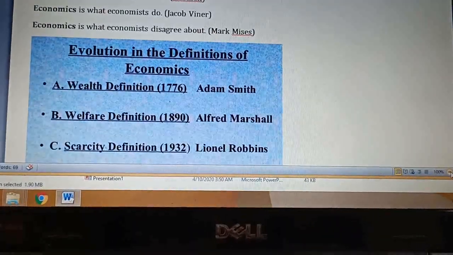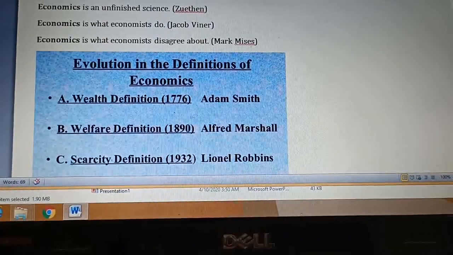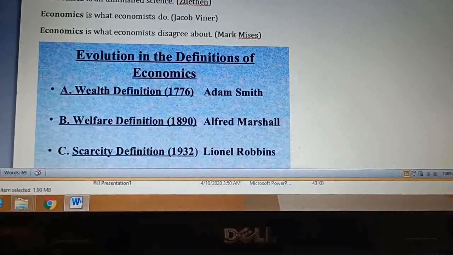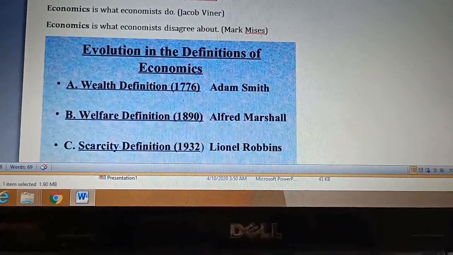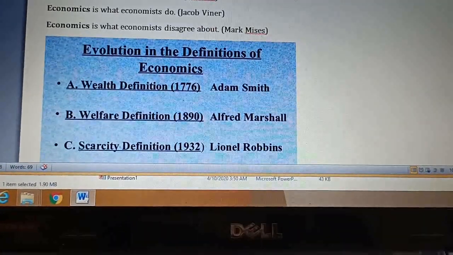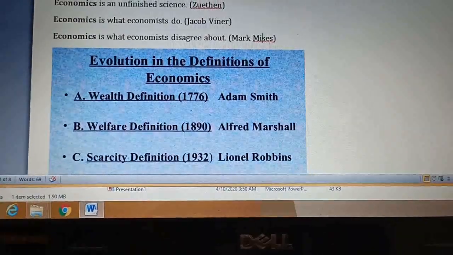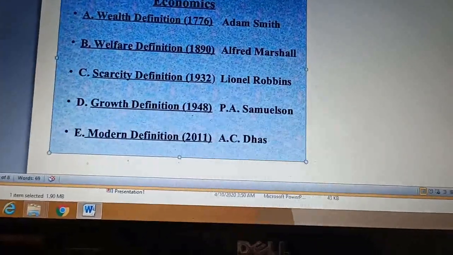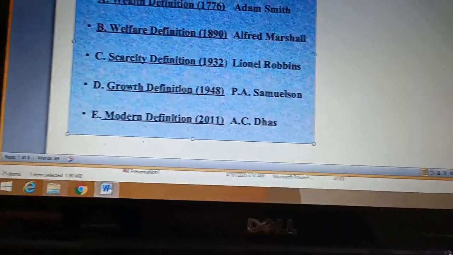Here, these are the different definitions, but basically economics is divided definition-wise into four definitions generally. One is the wealth related definition that is given by Adam Smith, who is said to be the father of economics. Second by Alfred Marshall. The third one is Lionel Robbins, and the fourth one is the growth oriented definition by Paul A. Samuelson, and A.C. Das, the modern definition. We will discuss every definition one by one.